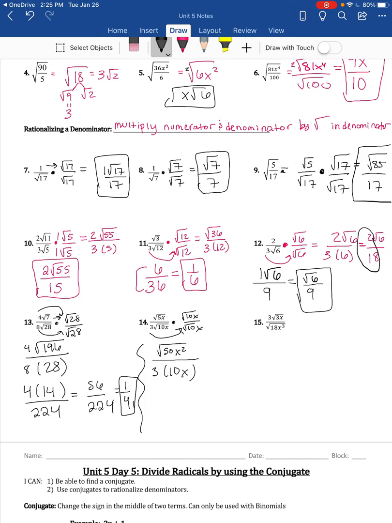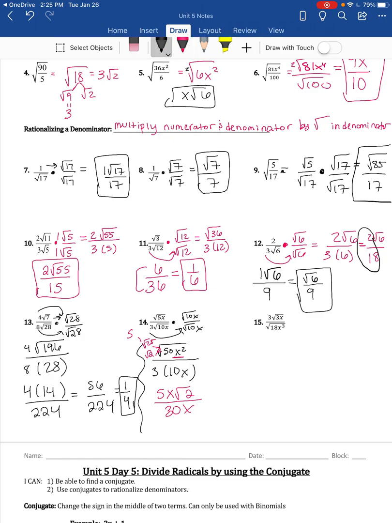Now simplify if you can up top, and this time 50 has a perfect square factor. This breaks down to rad 25 times rad 2, and the square root of 25 is the whole number 5. So this becomes 5 rad 2, and then the square root of x squared is the whole letter x, because the silent 2 can go into x squared one time. Then over down below, we have 3 times 10x is 30x.